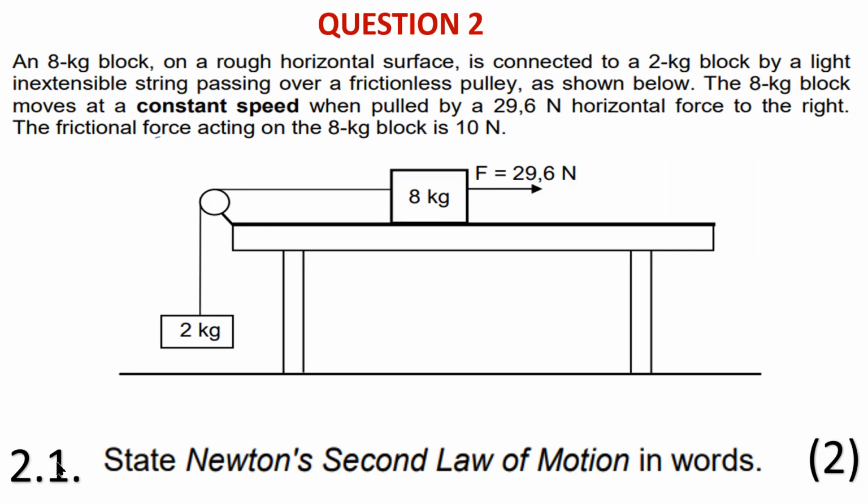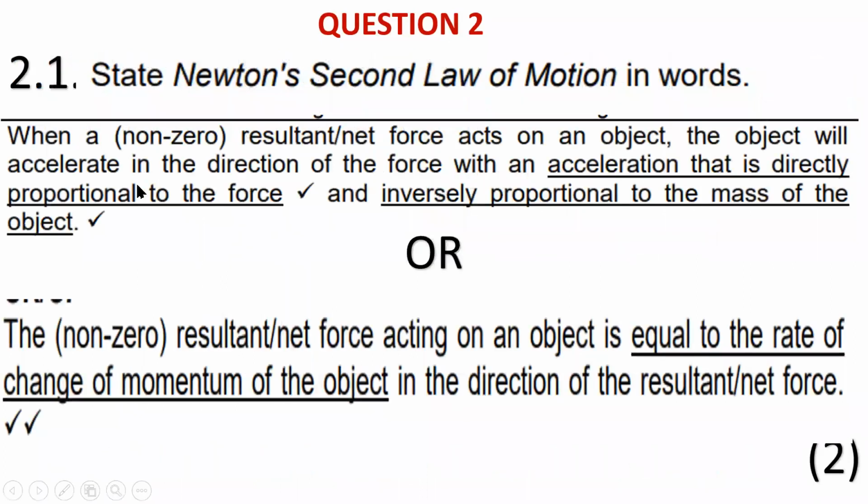And then what's our question 2.1? Newton's second law. It is asking you Newton's second law. So Newton's second law: when a resultant net force acts on an object, the object will accelerate in the direction of the force with an acceleration that is directly proportional to the force and inversely proportional to the mass of the object. Or another definition here, all definitions we should know. All right, let's continue with the next question.